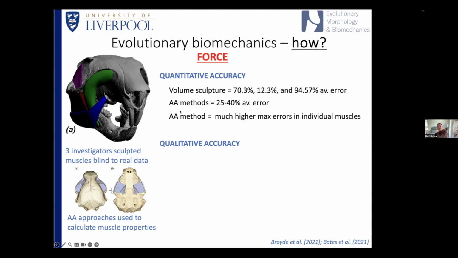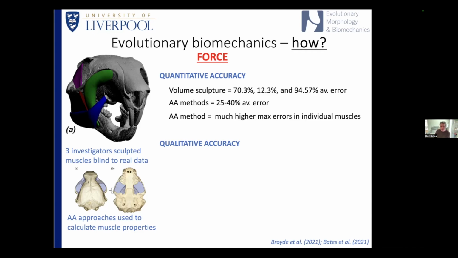And then in terms of our attachment area methods, which aim to predict how big the muscles are based on areas of the skull, one set of methods produced an average error between 25 and 40%. But in some cases, the errors across individual muscles were absolutely huge and up at like 300%. So highly variable again. Now, a paleontologist might turn around and say, well, you'd expect them to be quantitatively inaccurate because these are crude methods. But what a paleontologist would hope is that the relative differences between animals is correct. So if a muscle is bigger in a rat than a guinea pig, the method predicts that relative difference correctly.